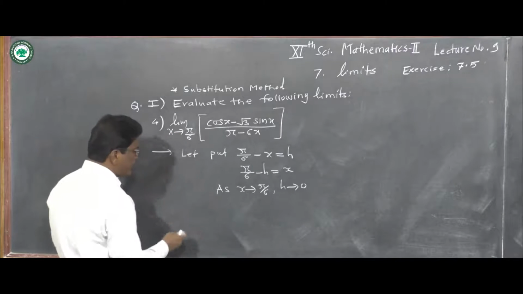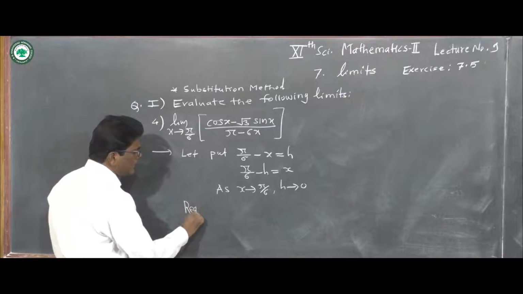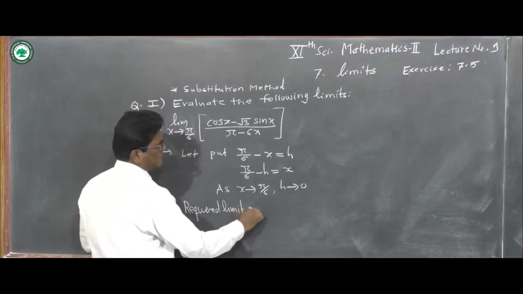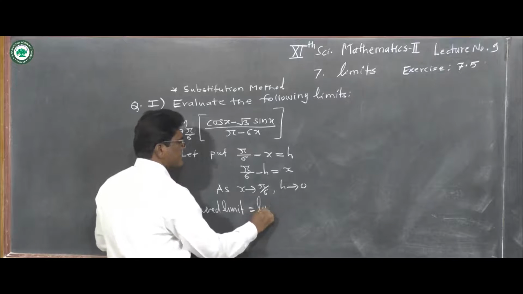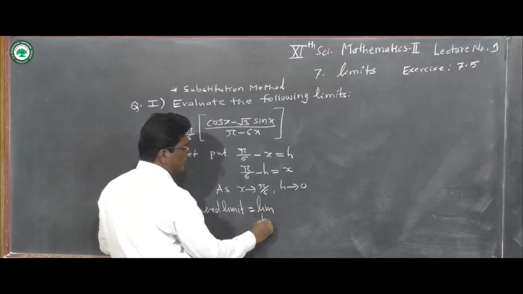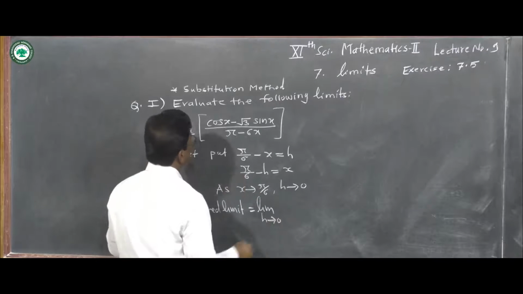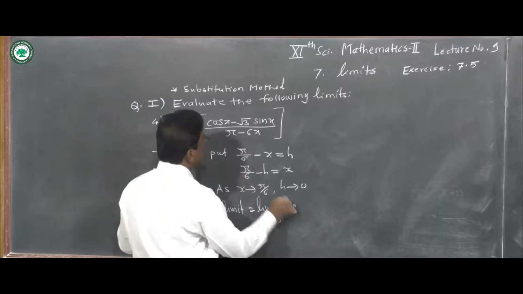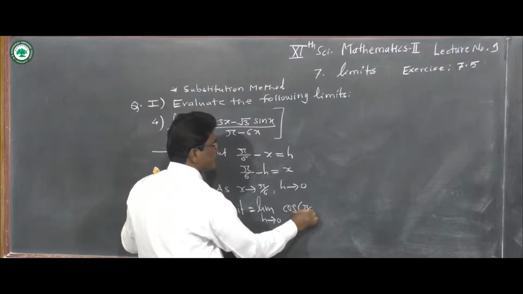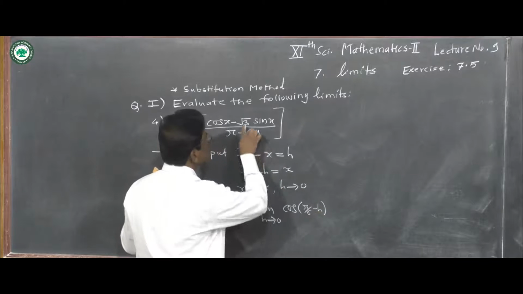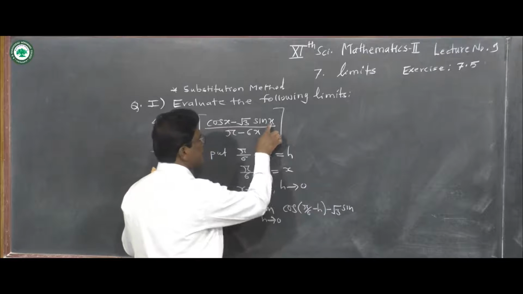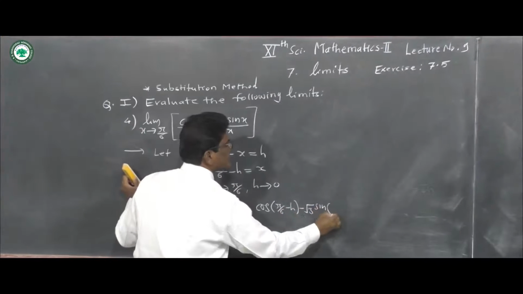Now the required limit is equal to limit as, we change the limit, as x tends to pi by 6, h tends to 0. So limit as h tends to 0, cos of, in place of x, we write pi by 6 minus h, minus root 3 sine of, in place of x write pi by 6 minus h.